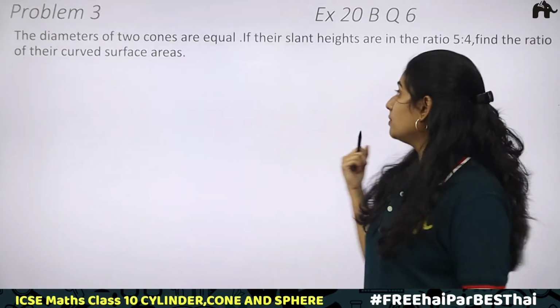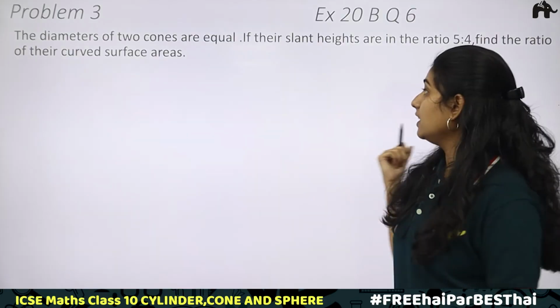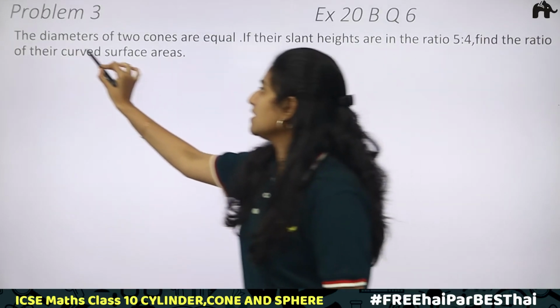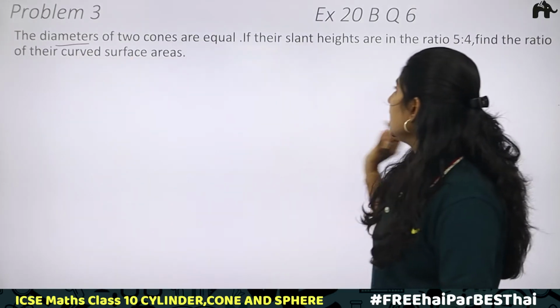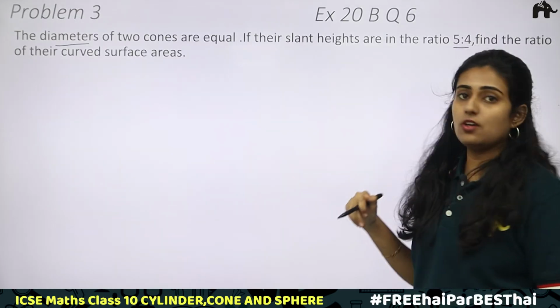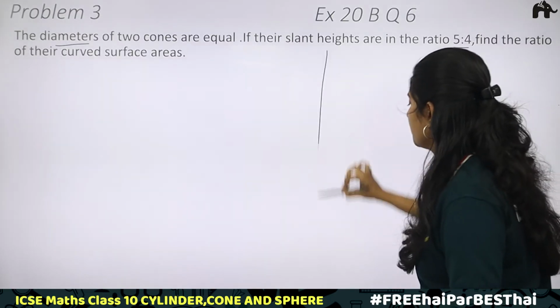Clear? Third problem, question 6 of exercise 20B. The diameters of two cones are equal. If their slant heights are in the ratio 5:4, find the ratio of their curved surface areas.